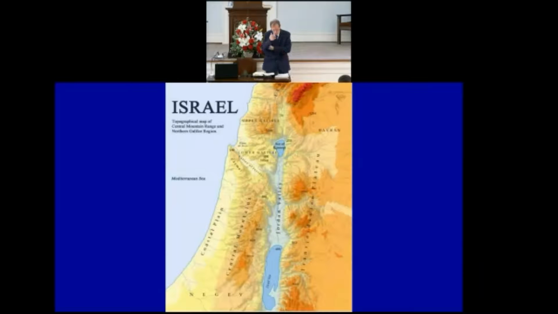And as Mary read, the tribes with the bigger allotment had dedicated more of their cities to the Levites than the ones with fewer cities. All right.